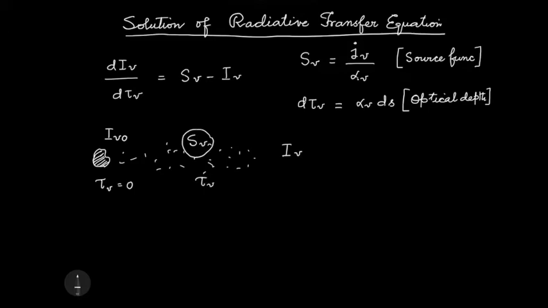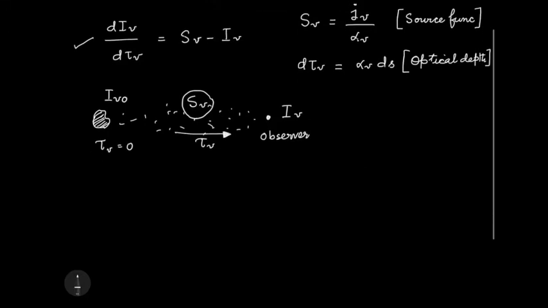The medium has a property which is S nu. It's a property of the medium. Tau nu is also a property of the medium, and it changes as the light goes to the right hand side in this particular picture. So this is my observer. So this is the picture I have, and how I nu changes is given by this equation, the radiative transfer equation. We'll try to essentially solve this radiative transfer equation today. So let's proceed.